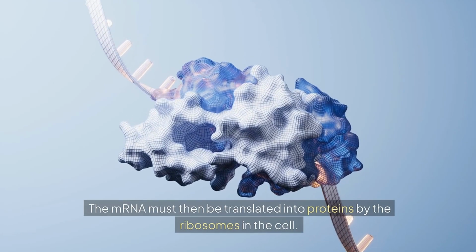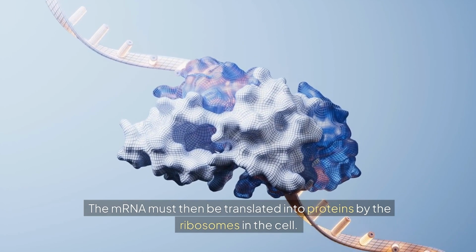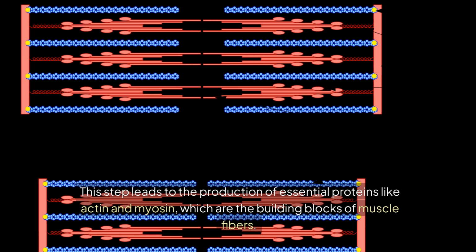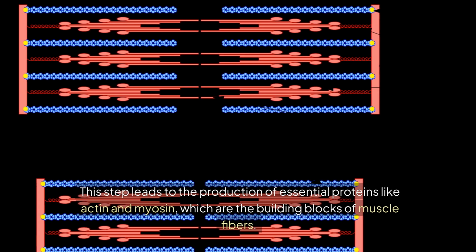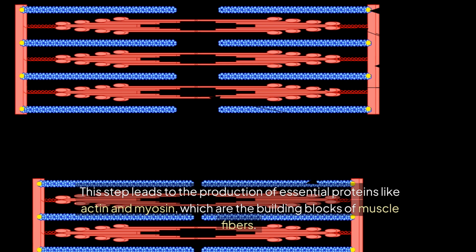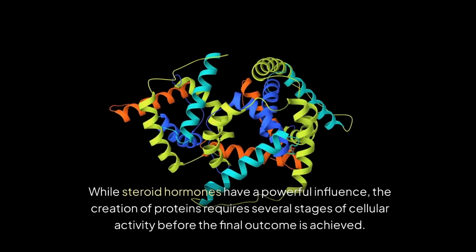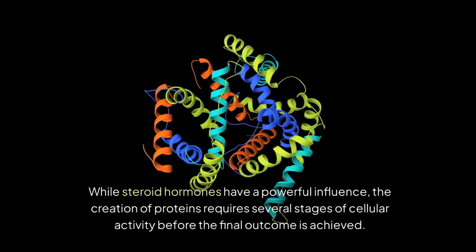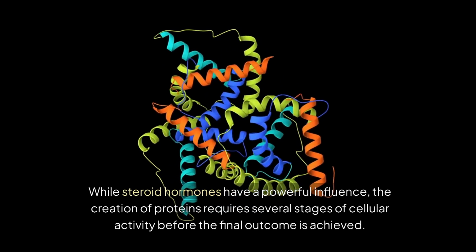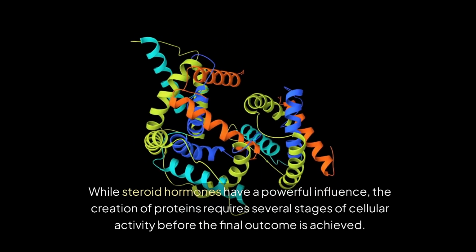The mRNA must then be translated into proteins by the ribosomes in the cell. So this step leads to the production of essential proteins like actin and myosin, which are the building blocks of muscle fibers. While steroid hormones have a powerful influence, the creation of proteins requires several stages of cellular activity before the final outcome is achieved.